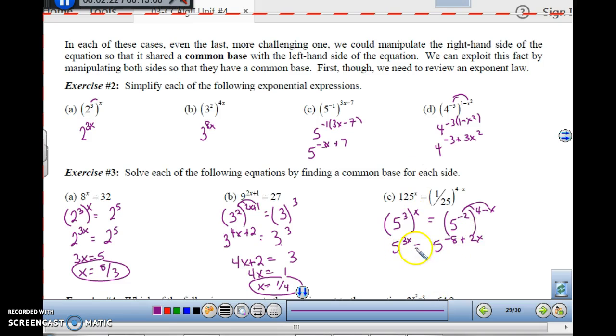The bases are now equal, so the exponents are equal. 3x is equal to negative 8 plus 2x. Move the x over, and then you get x is equal to negative 8. And there we go. We've got it. All right, so if you can get the bases the same, set the exponents equal to each other. You may have to do some manipulation with the same base to get that to work.